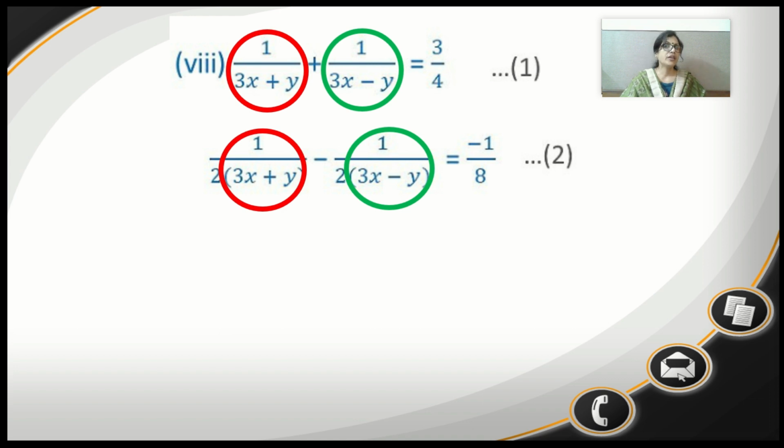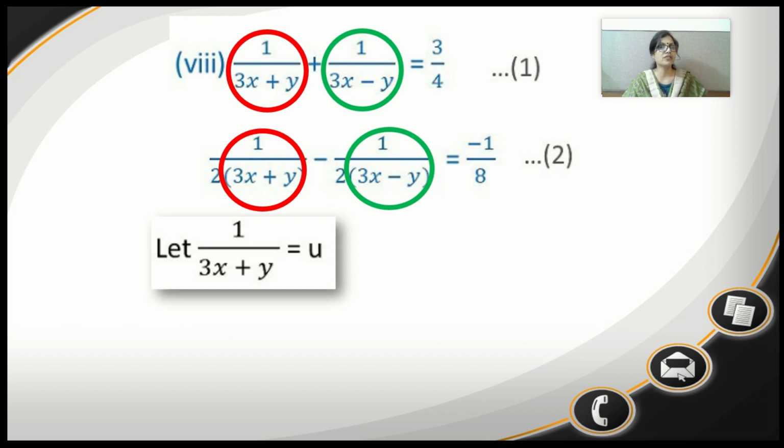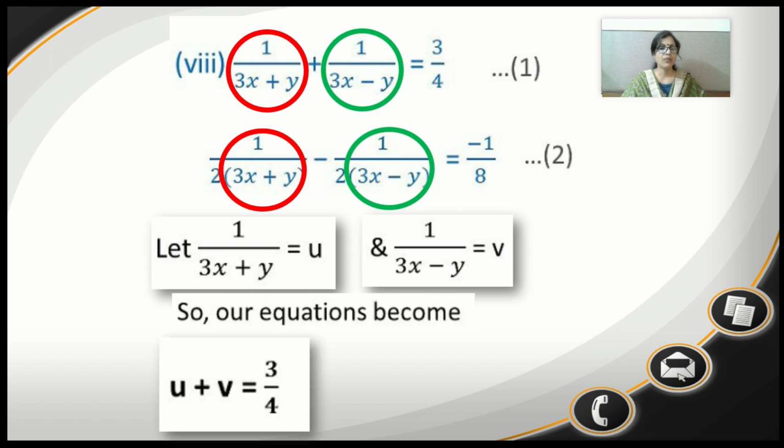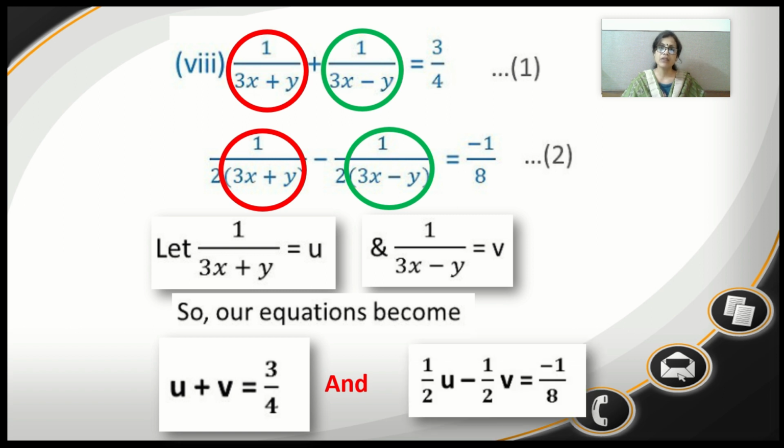In both the equations we will see that two terms are similar, and for that term we will substitute. So we will write 1 upon 3x plus y as u and 1 upon 3x minus y as v. So our equation 1 will become u plus v is equal to 3 by 4, and equation 2 will become 1 by 2u minus 1 upon 2v is equal to minus 1 upon 8.